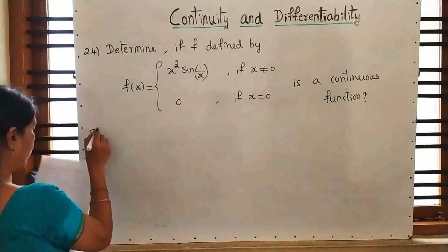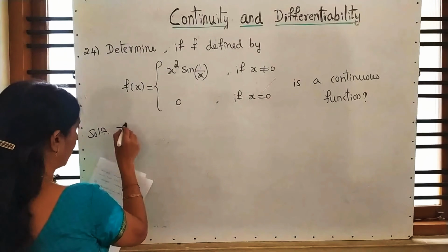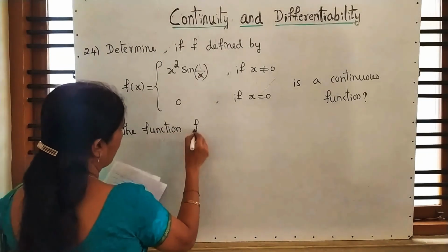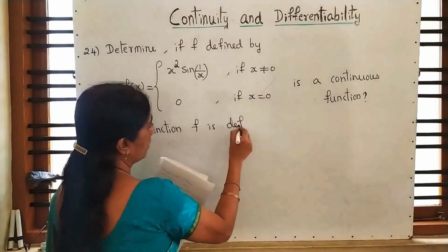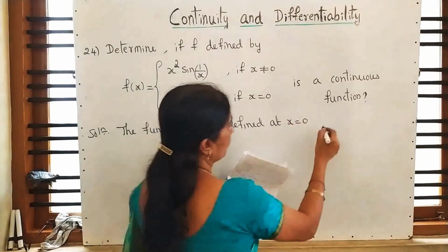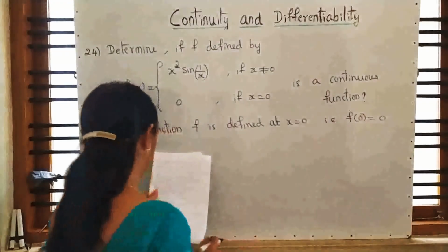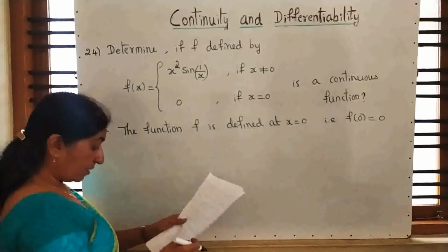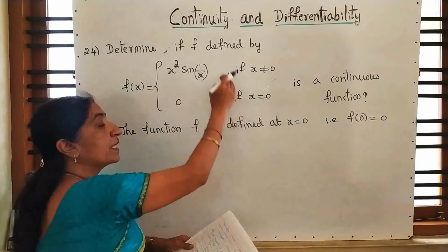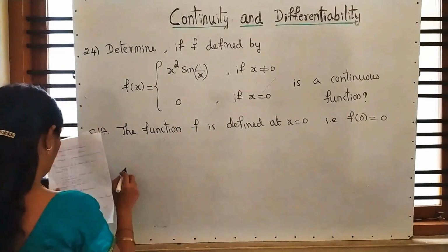So first see whether the function is defined or not. Here 0 is there, it is defined. The function f is defined at x is equal to 0, that is f of 0 is equal to 0, given in the problem itself. Now here we are not moving for left hand limit or right hand limit because the expression is not in the form of inequality. Only x is not equal to 0 is there.